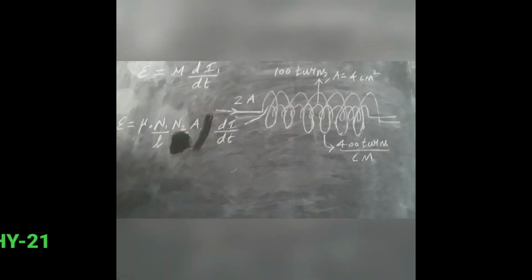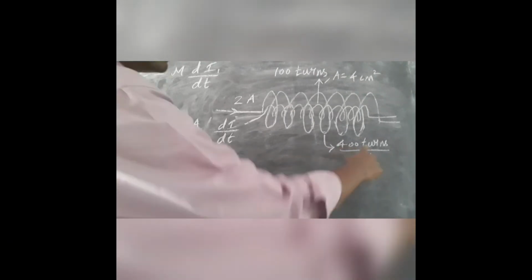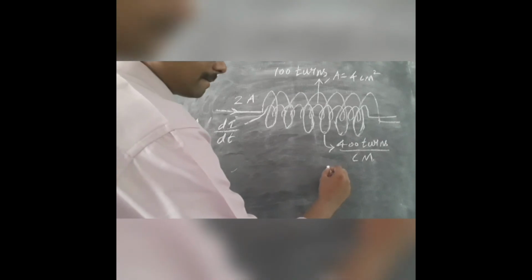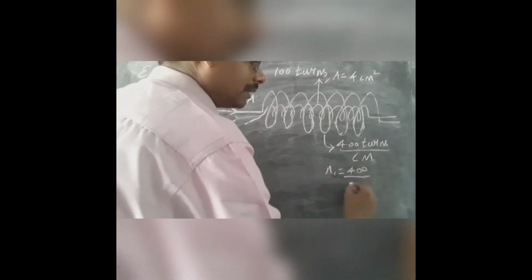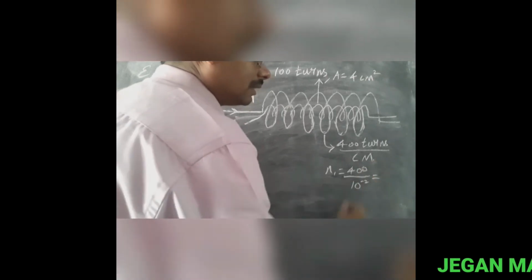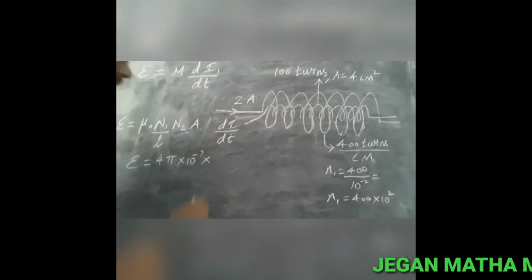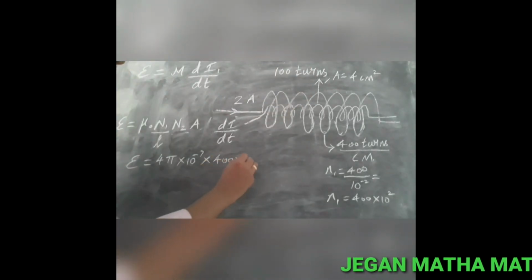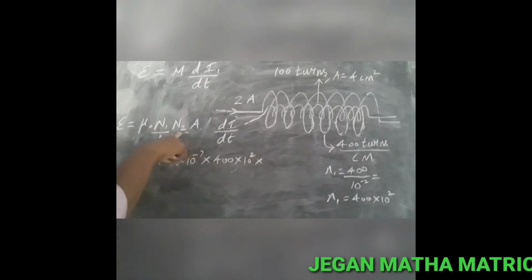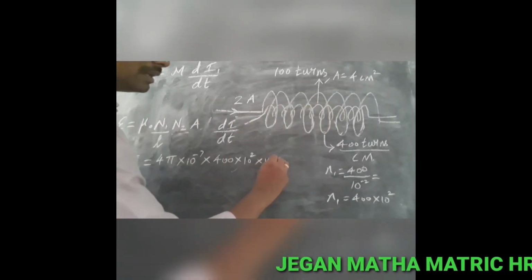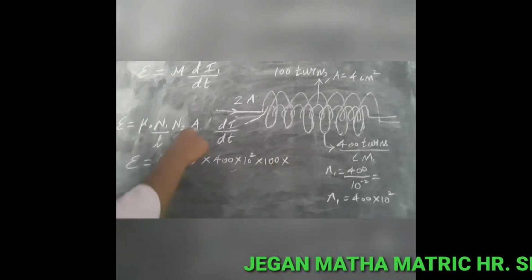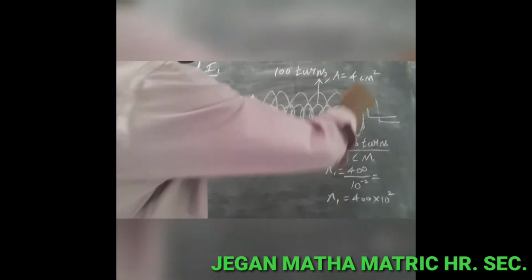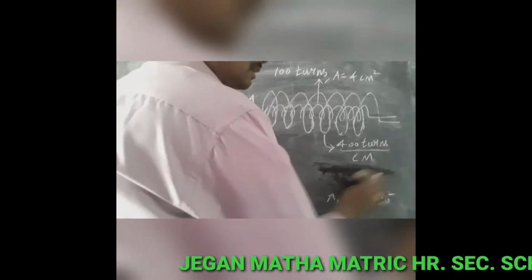That can be substituted. EMF is equal to 4 pi into 10 to the power of minus 7. What is n1? Number of turns per unit length. Here it is already given. Then n1 is equal to 400 divided by 10 to the power of minus 2 meter. So this can be written as n1 equal to 400 into 10 to the power of plus 2. Into N2, number of turns in the second coil, 100, into area of the cross section of the second coil. It is given already, 4 centimeter square.